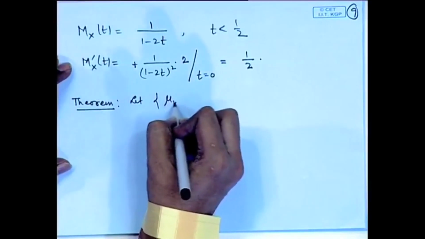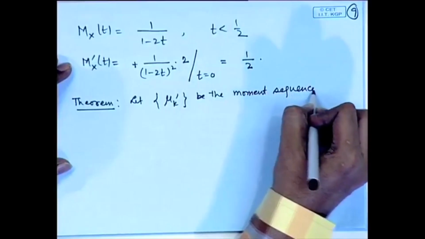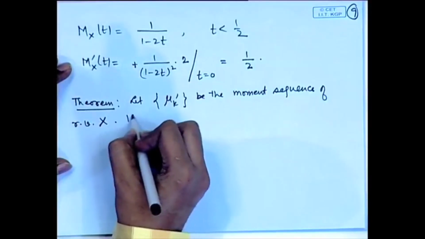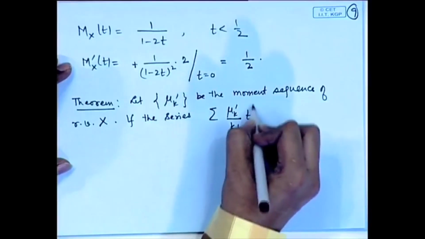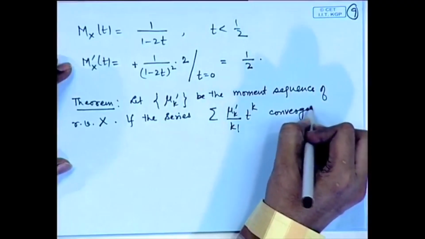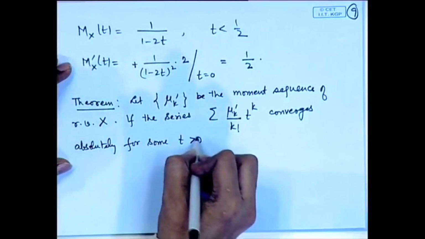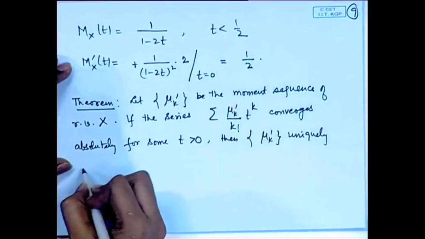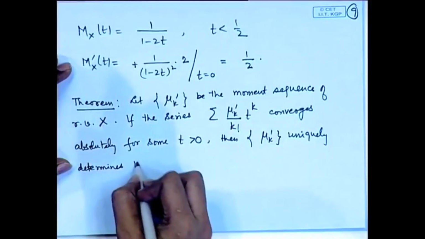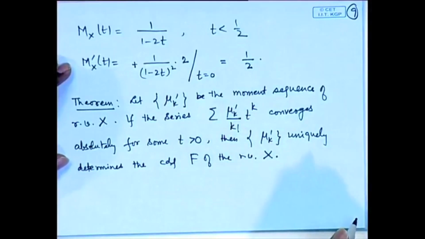Let mu k prime be the moment sequence of the random variable X. If the series sigma mu k prime by k factorial t to the power k converges absolutely for some t greater than 0, then mu k prime uniquely determines the CDF F of the random variable X. That is all in today's lecture.